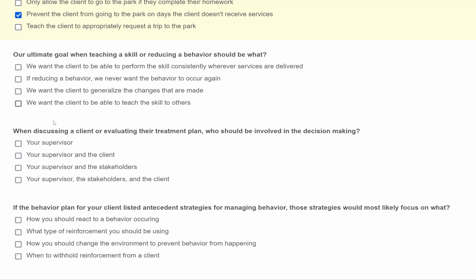It's unrealistic. C, we want the client to generalize the changes that are made. Yes, very easy, very obvious, right? Ultimate goal, generalize, generalize, generalize. If we're not working on generalizing, if we're not teaching generalization, we're doing a disservice to our clients.